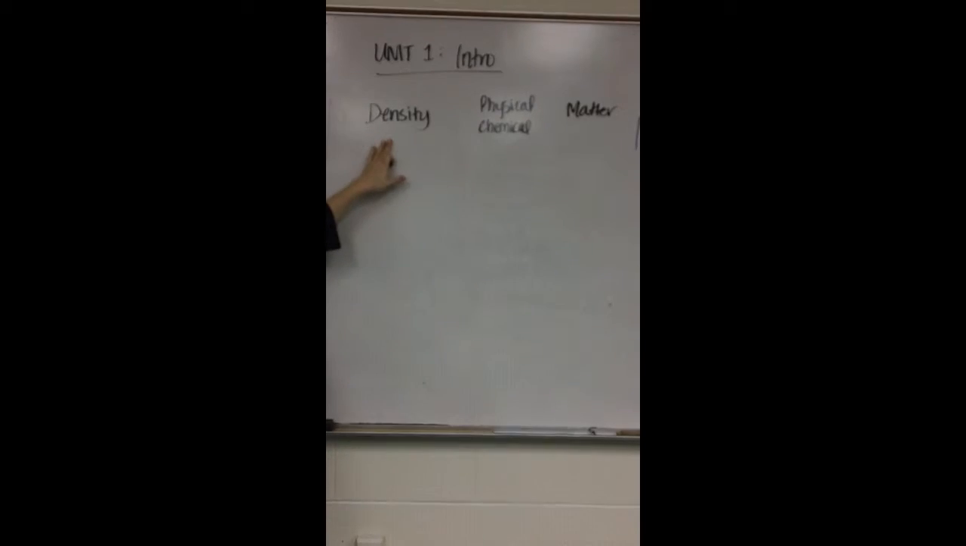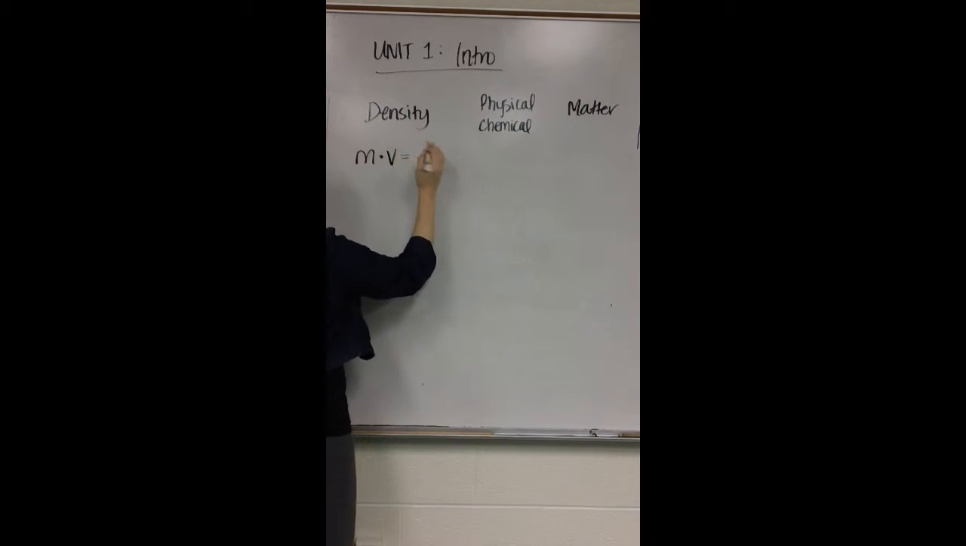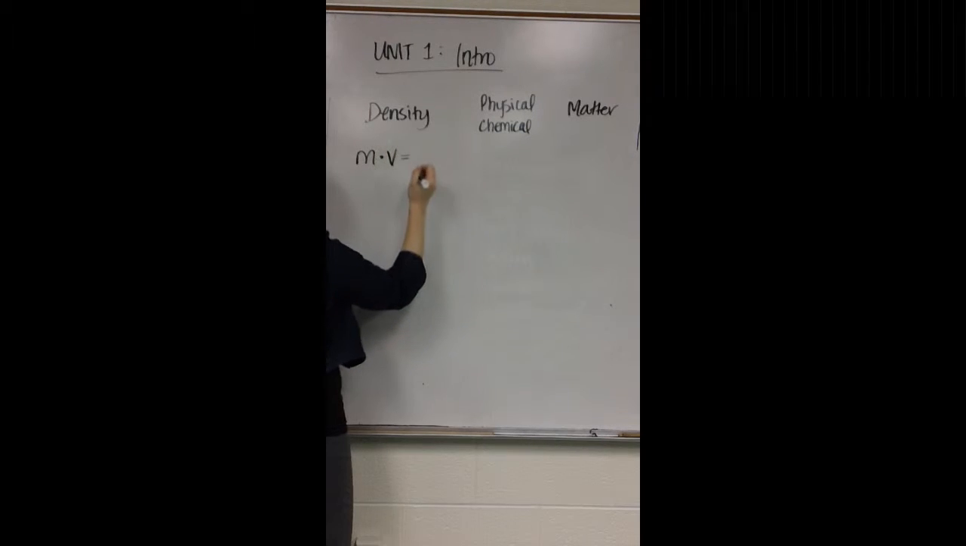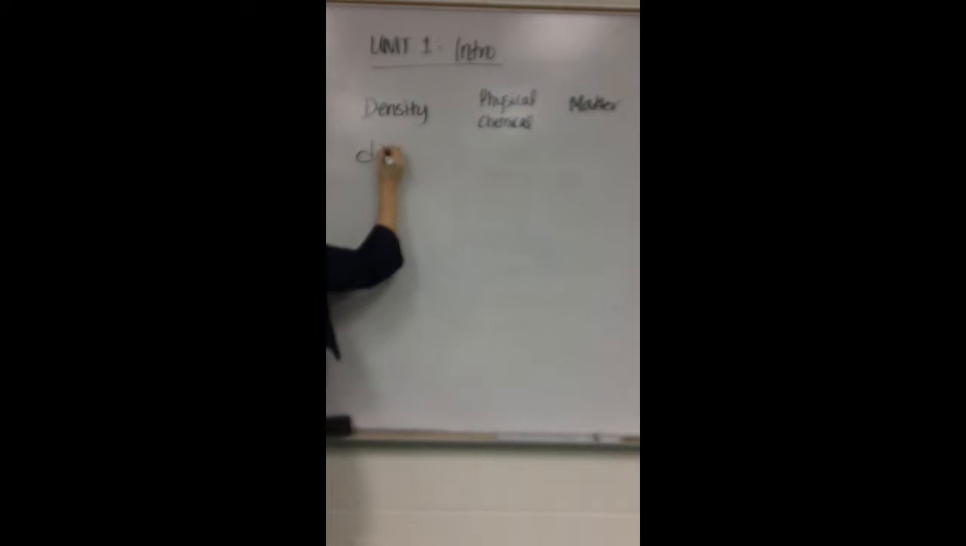So the main key point of density is you have the equation mass times volume. Nope. Density is mass over volume. We do it with a triangle. Men climb the mountain. Density and volume on the bottom. You cover the one you want to find.